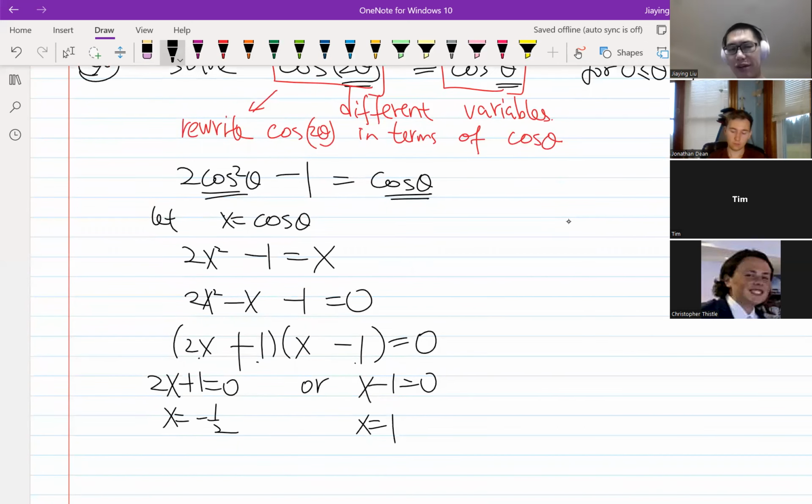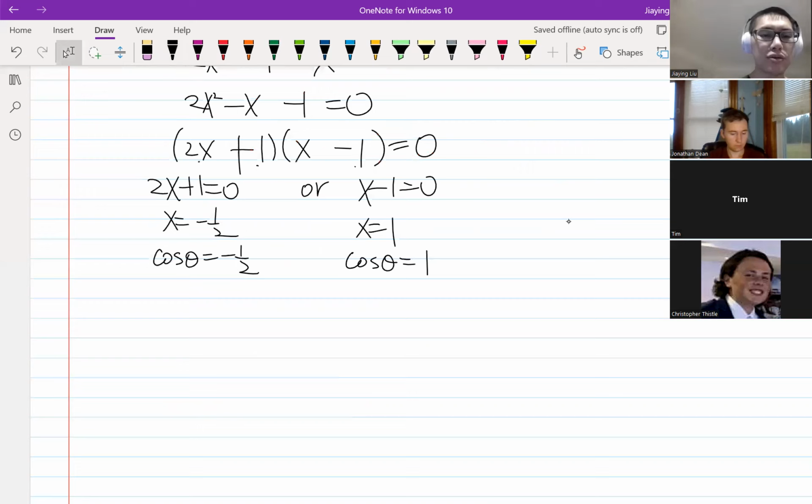But remember, we are not looking for x, right? We're looking for the angle theta when we solve the equation. So we have to rewrite x as cosine theta: cosine theta equals -1/2, cosine theta equals 1. And then from here, we should be able to solve for theta.